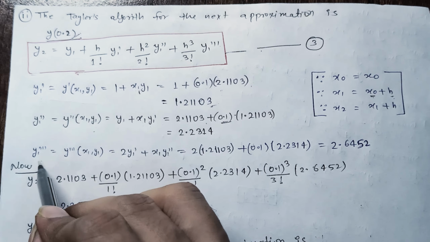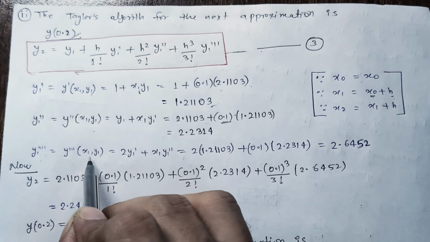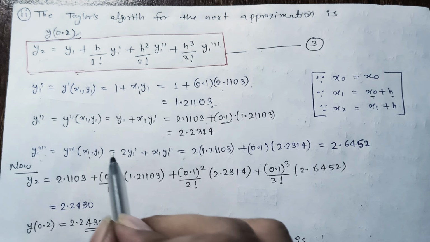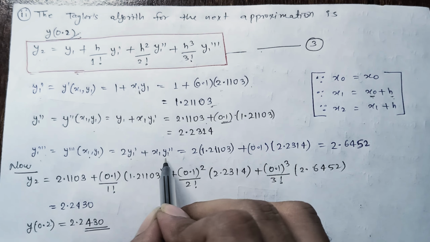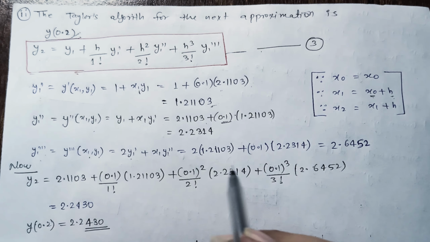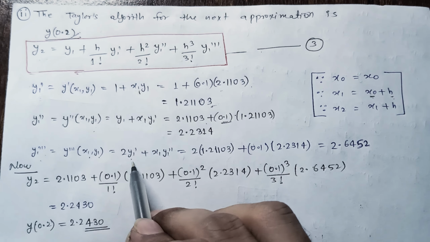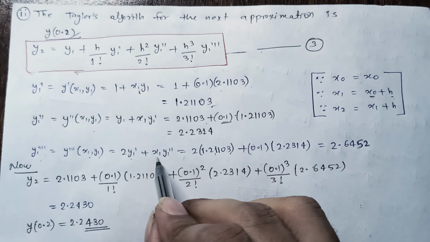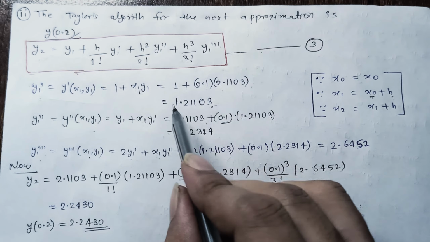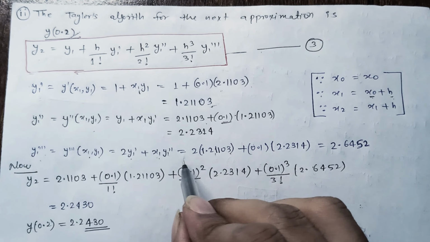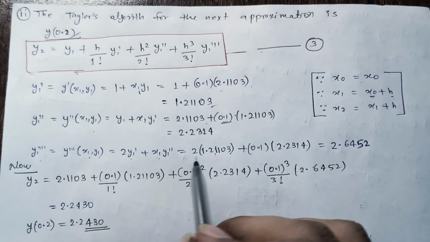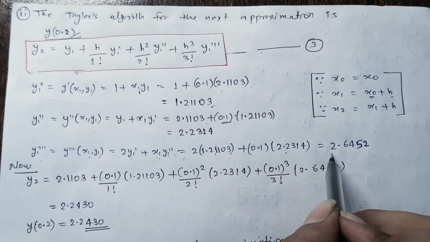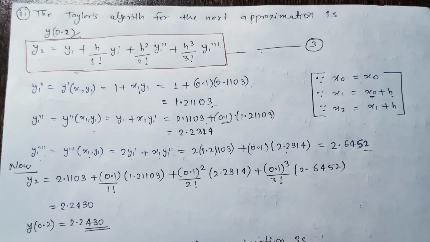And the next one is y1 triple dash, that will be the same, we are just upgrading x to x1 and y to y1, replacing it. So we will get 2 y1 dash plus x1 y1 double dash. So we just need to apply that value: 2 into 1.21103, and x1 the value will be 0.1, and y1 double dash the value is 2.2314. We will get 2.6452 here.